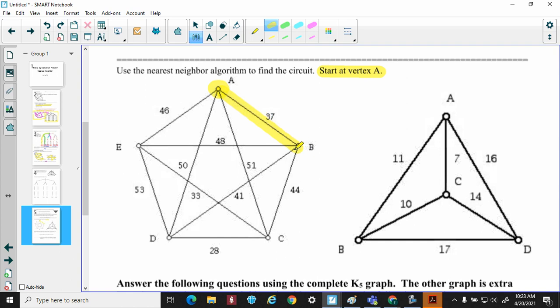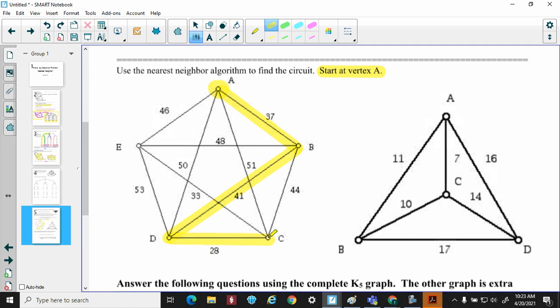So now I'm on B. I can either go to C, I can go to D, or I can go to E. Well, again, what is your nearest neighbor? Which means what has the smallest amount of weight? That would be D, which is 41. Now, once you get to D, again, I can go to E, which is 53. I cannot go back to A because I've already gone there. So my options have been limited a little bit. I can go to E or C. Well, C is my nearest neighbor for 28.